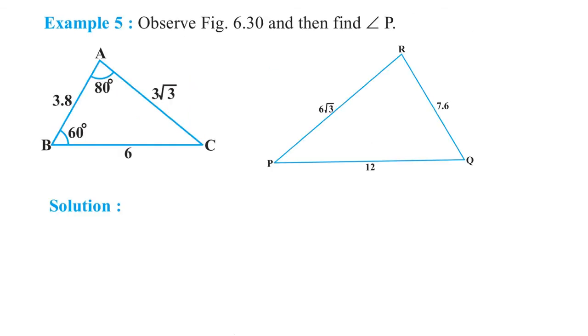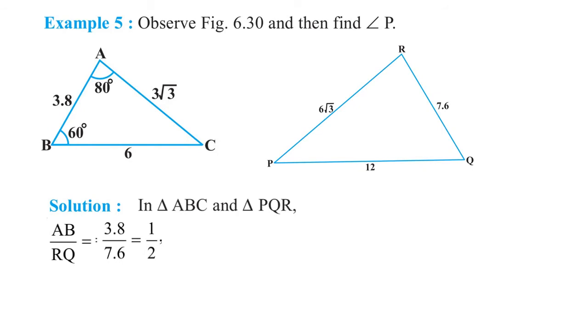Let's look at this. Observe the two triangles and then find angle P. So how do we go about it? In the two triangles ABC and PQR, what do you think AB over RQ is equal to? AB is 3.8 and RQ is 7.6. So that will be equal to half.